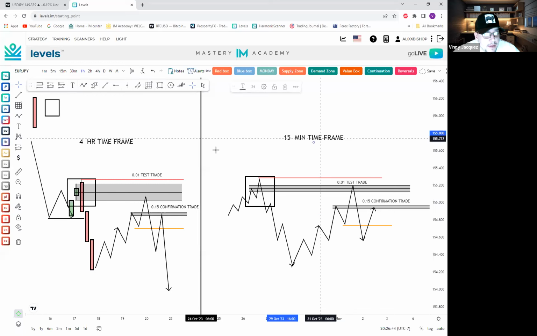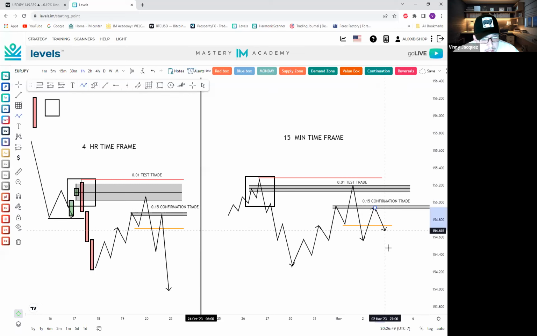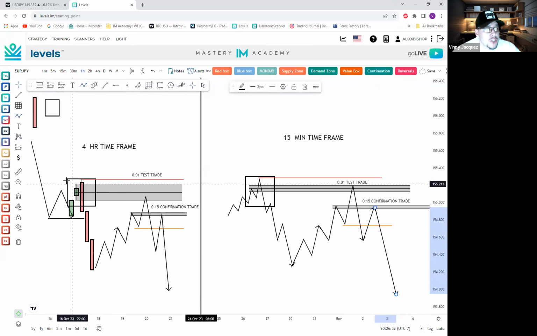So hold on. This is my 15-minute. This is my 4-hour. And again, we are looking to sell the market, guys. I'm showing you on the 4-hour time frame, this is my supply. And then on the 15-minute, I'm showing you why market loves that area, because it's a head and shoulder that needs to be mitigated. Smart money is right here, left. It's the same thing. Head and shoulder, smart money concepts, it's the same zone.